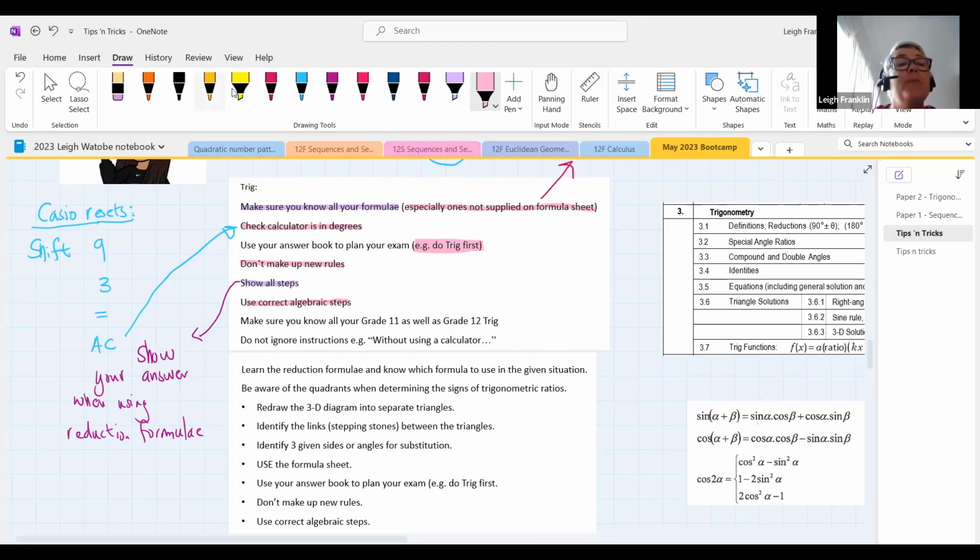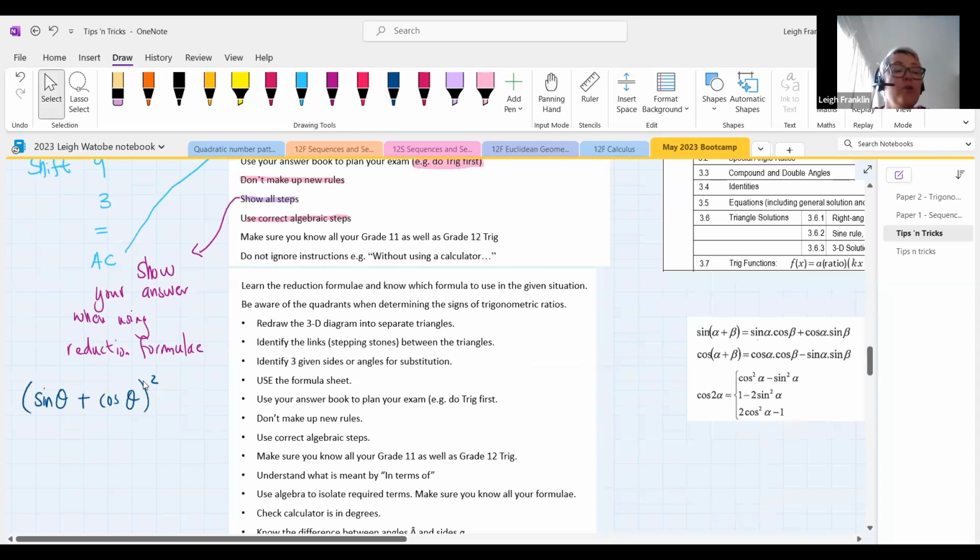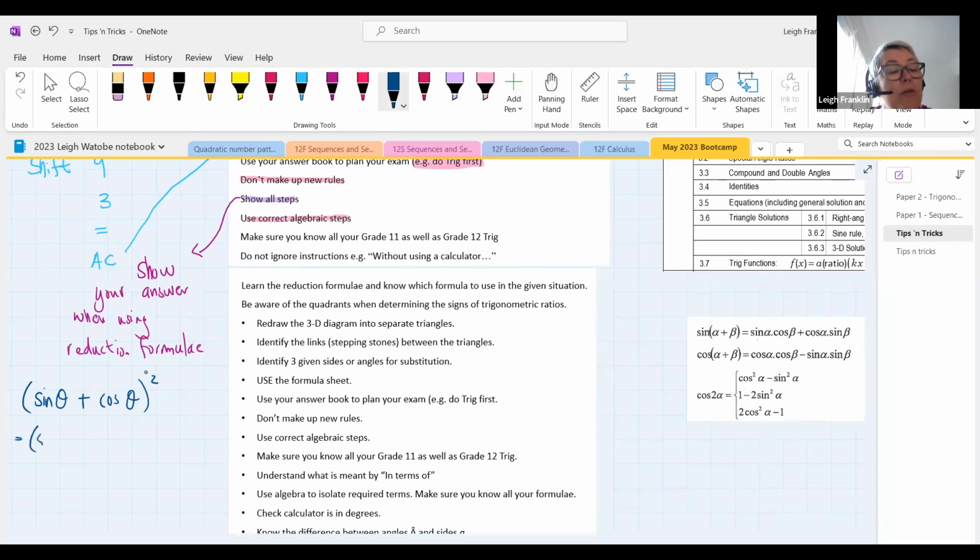The other thing that you've also got to make sure is that if you are given a bracket, so for example, let's say you've got a bracket with sine theta plus cos theta, and that's been squared. Using the correct algebraic steps means, for example, when you are squaring a binomial, you're not just squaring the first term and squaring the last term. You've got to think about FOIL. That's a common mistake that comes up. So use the correct algebra: firsts, inners, outers, lasts.